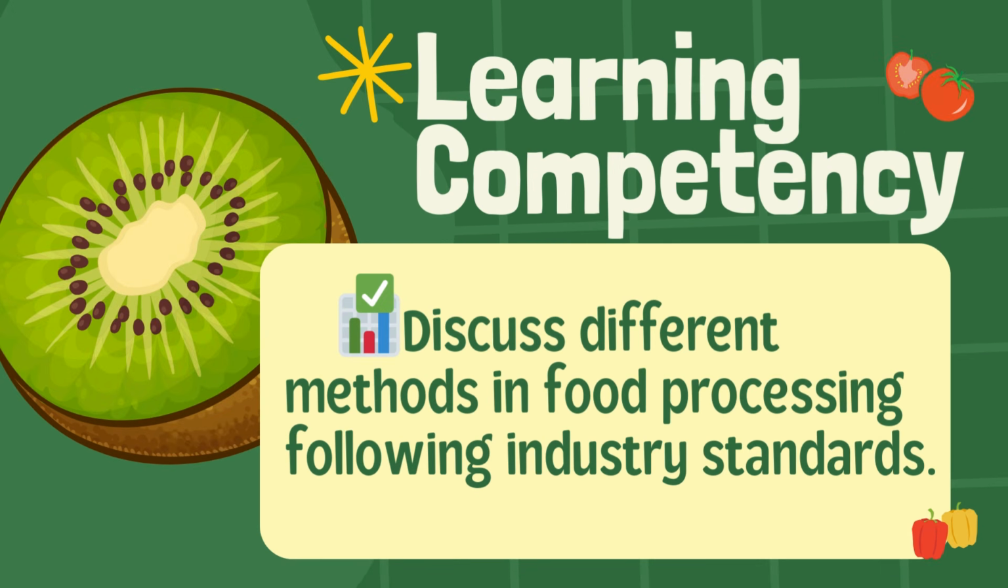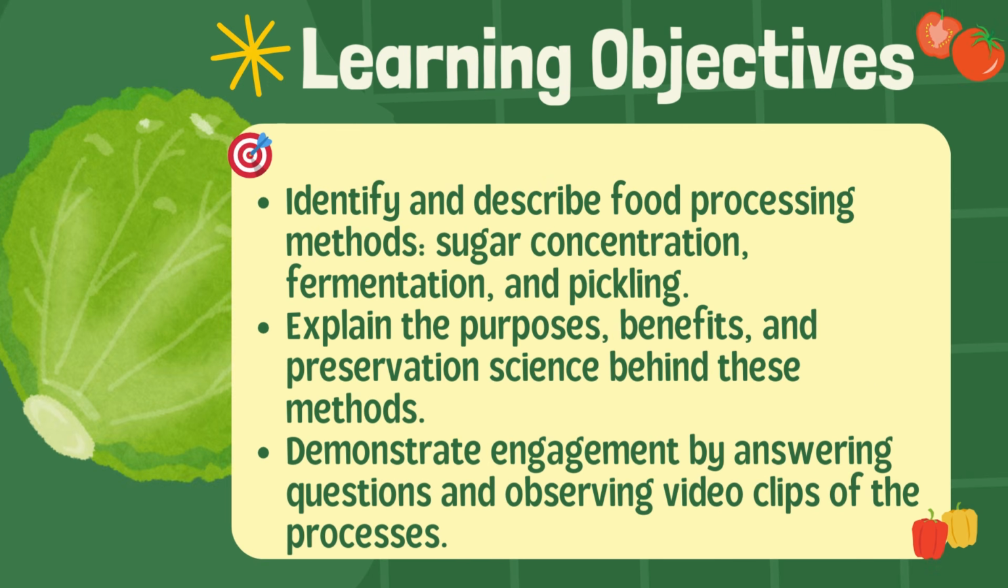Learning competency: discuss different methods in food processing following industry standards. Learning objectives: identify and describe food processing methods, sugar concentration, fermentation, and pickling. Explain the purposes, benefits, and preservation science behind these methods. Demonstrate engagement by answering questions and observing video clips of the processes.